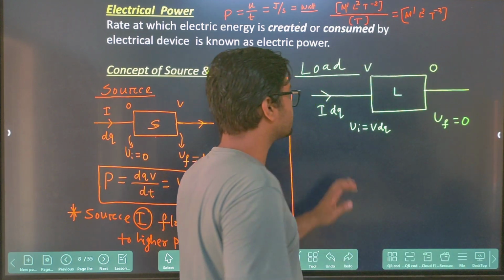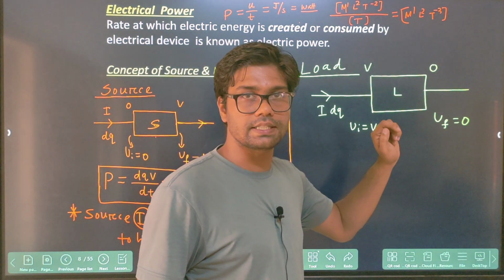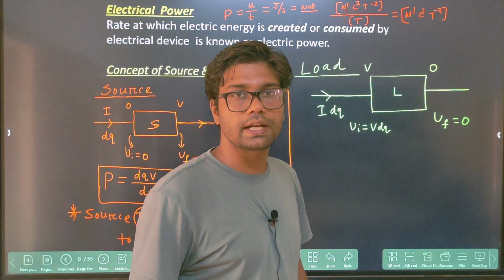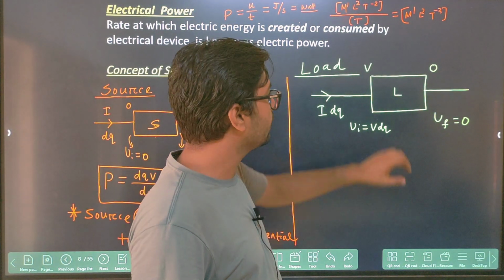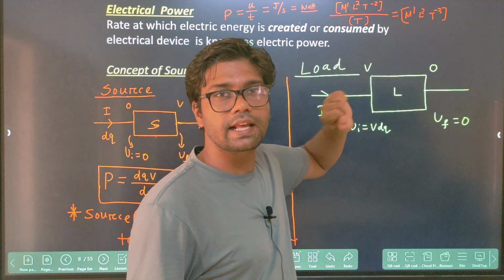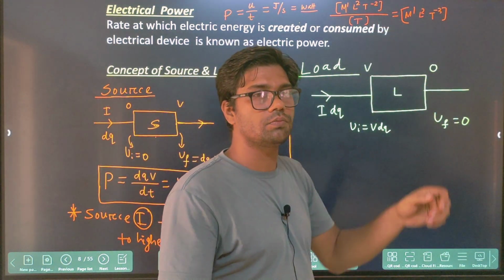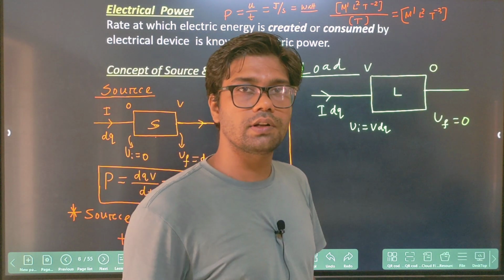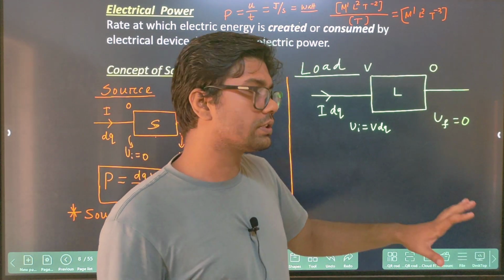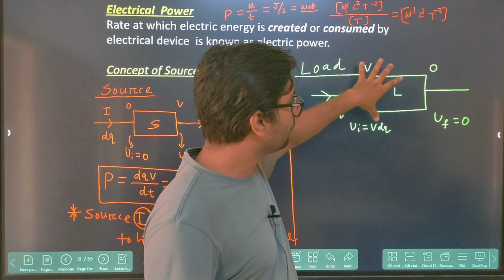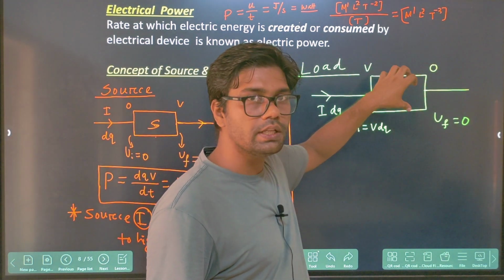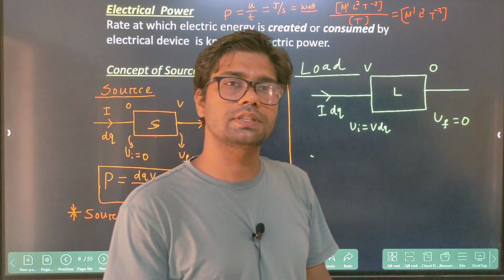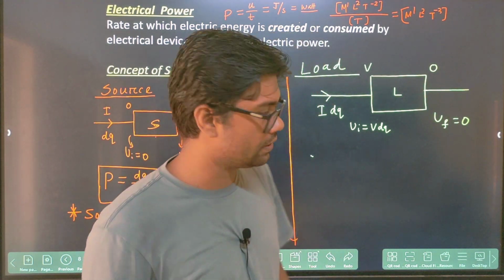That means the charge loses some energy. How much energy does it lose? V dq amount of energy it loses, right? And this load consumes this electrical energy and gives, let's say you put a bulb here, it will give you light energy. If you put a fan, it will give you air, right? So similarly you can say that this load is basically consuming that electrical energy and giving you some light energy, sometimes heat energy, right?